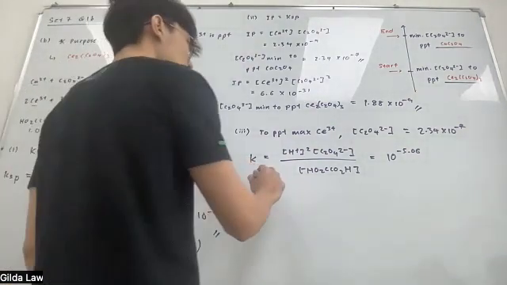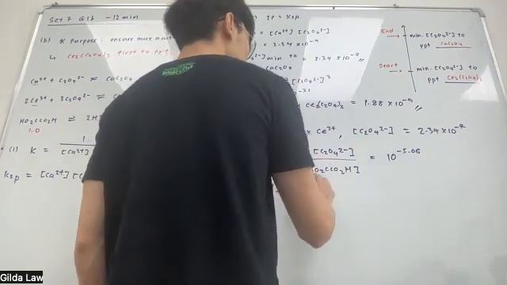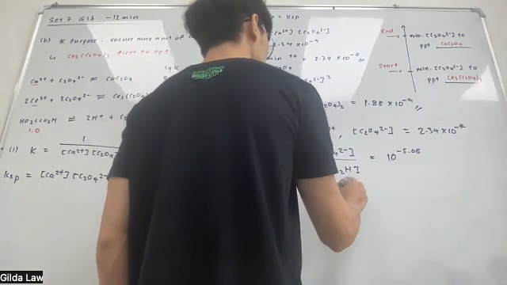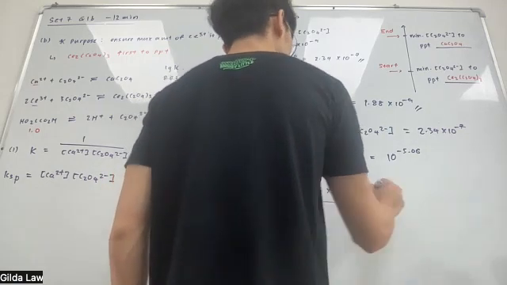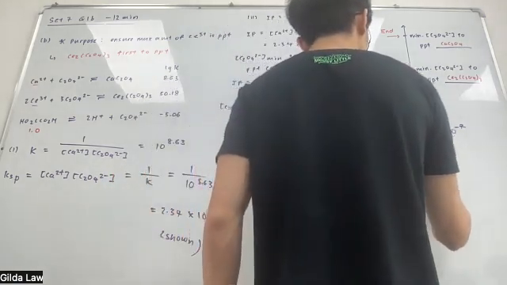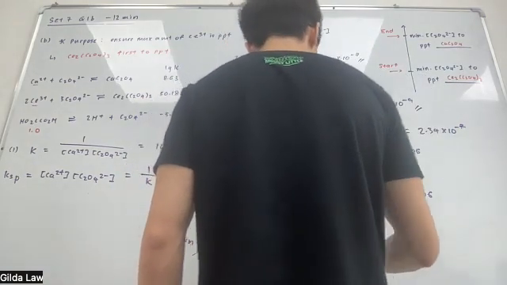So over here, I want to find H+ squared. C2O4 2- is this value, and this one is 1. Then the power of negative 5.06. Go and solve for H+, and then solve for pH.